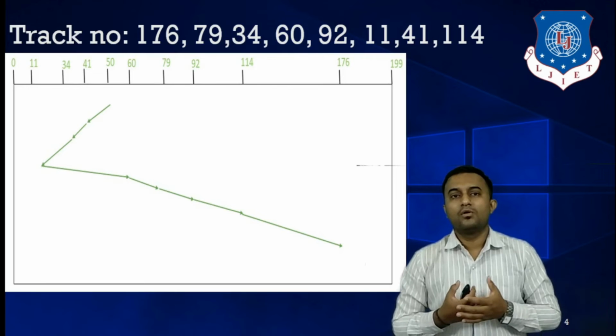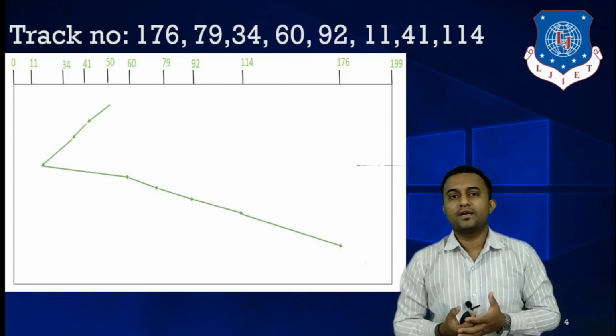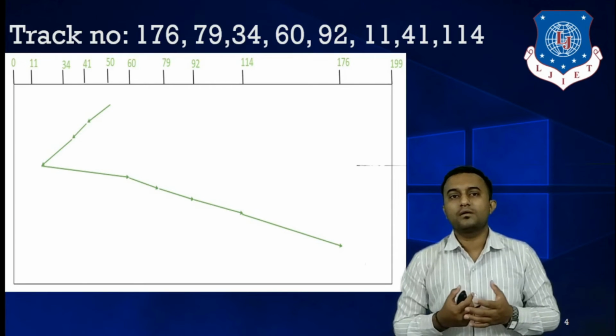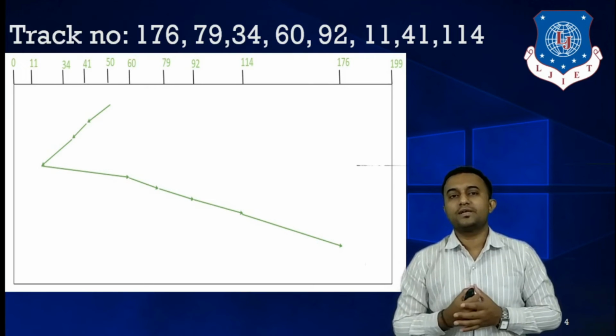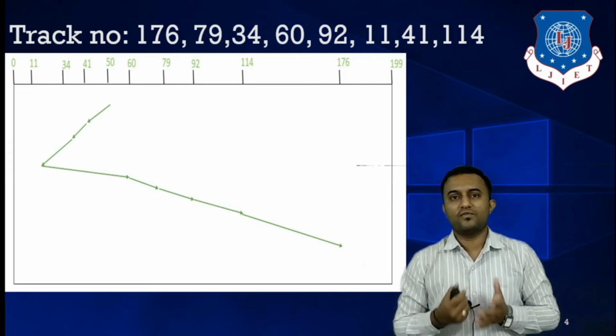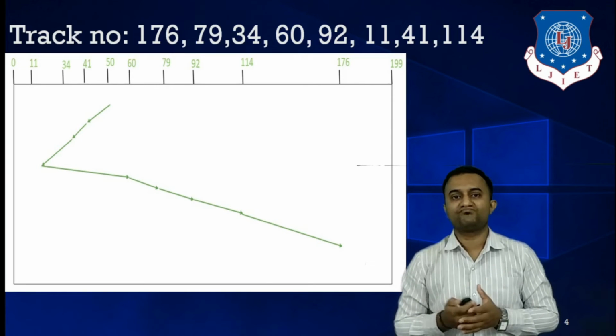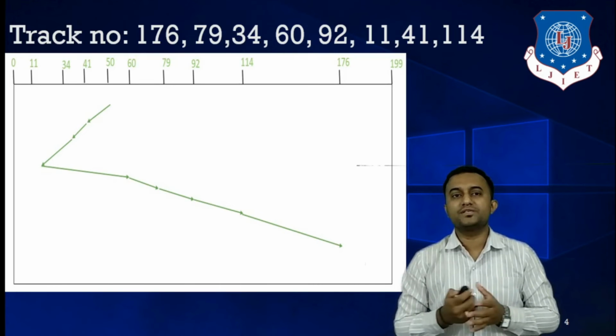Now the read write head is located at track number 114. Now we have only one request in the queue, so 176 will be fulfilled last. In this way the shortest seek time first algorithm works. Now let us discuss the advantages and disadvantages of this SSTF algorithm.